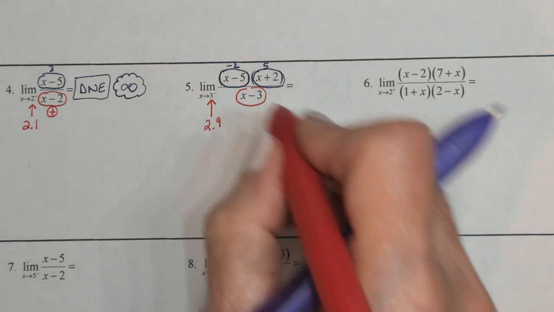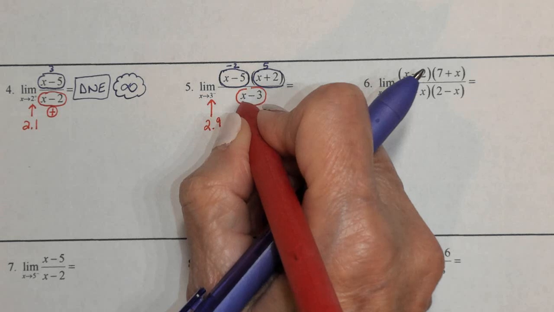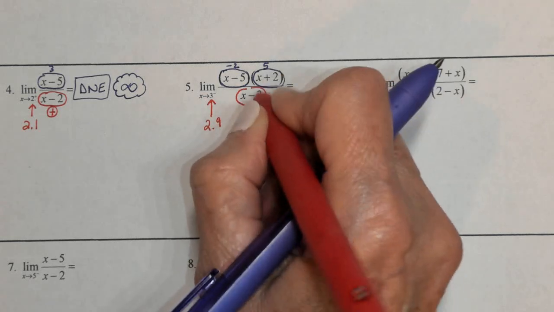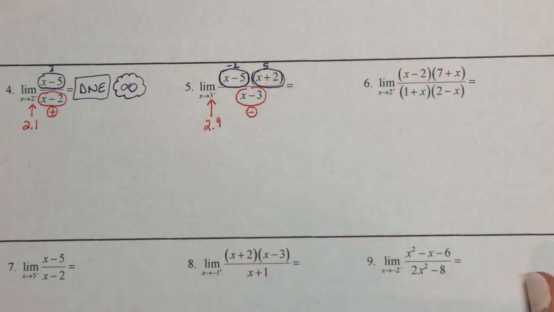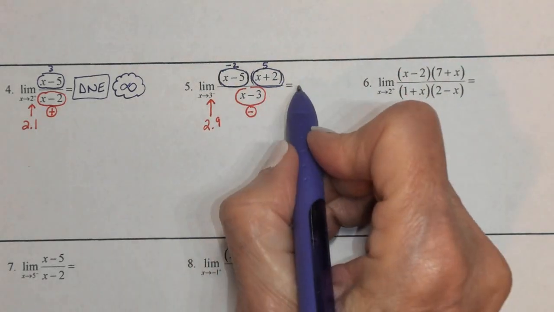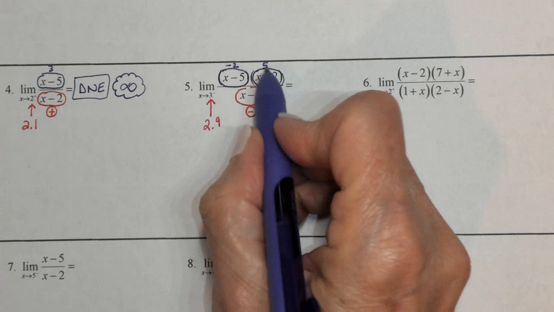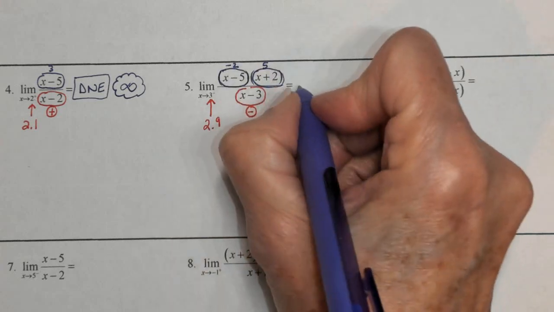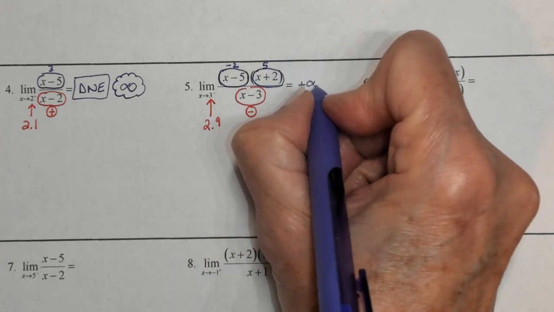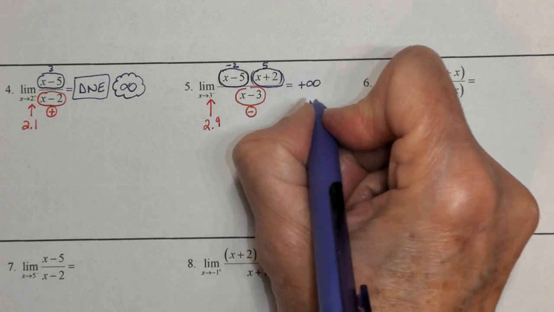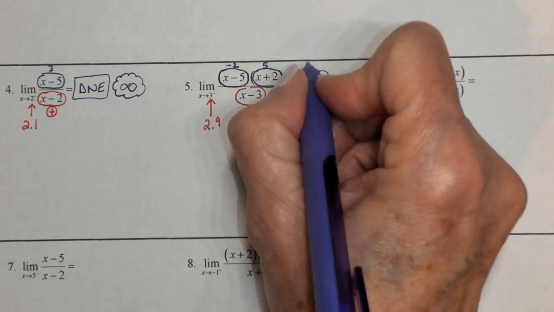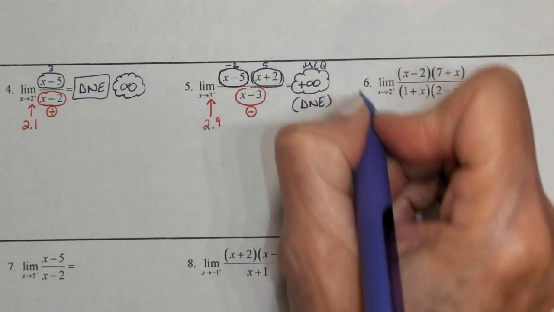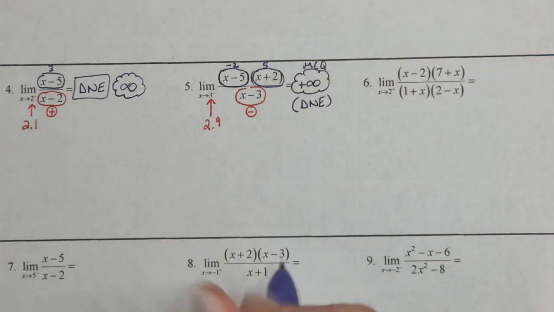Which sign is it? Well, if I plug in something a little bit less than 3, I'm going to get a negative here. So yes, it's going to 0, but it's negative. So is this positive or negative infinity? Negative over negative is a positive. Positive infinity. DNE. Okay? Multiple choice. Okay, free response.